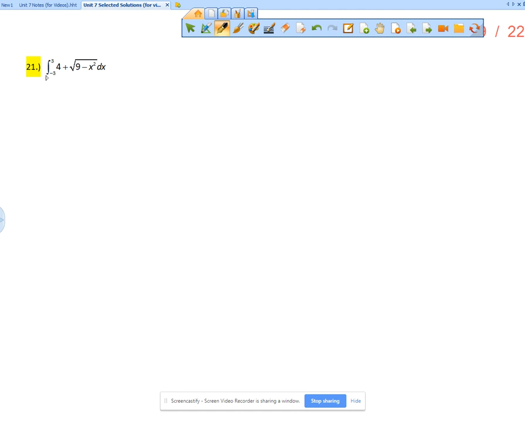All right, so first of all, I've got the integral of one thing plus another thing, so it would be nice to separate. So the integral from -3 to 3 of 4 with respect to x plus the integral from -3 to 3 of the square root of 9 minus x squared with respect to x. Now, remember, we are evaluating this graphically, all right? So what is the integral from -3 to 3 of 4?